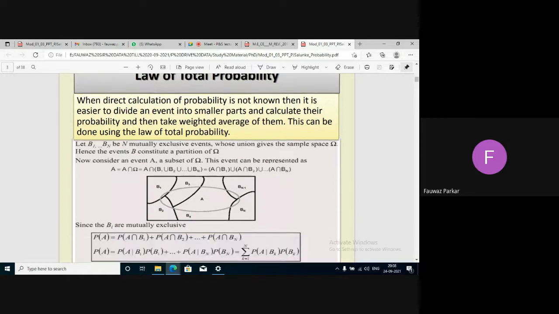So weighted average means what? Some probability may be less, some probability more, so you have to weight them. You cannot take simple averages like we generally do. Just simple averages we cannot do. We need to take weighted average. All of you know the concept of weighted average. Anyone can tell me what is weighted average?